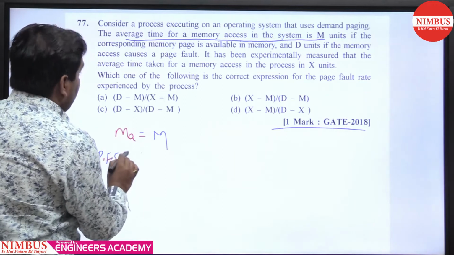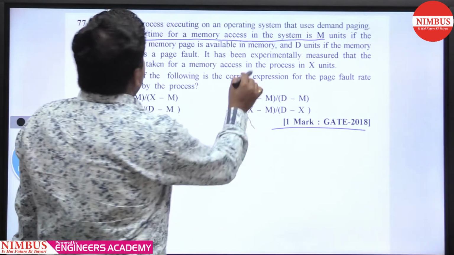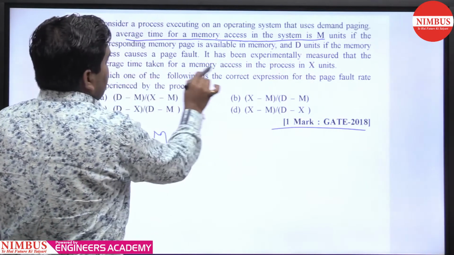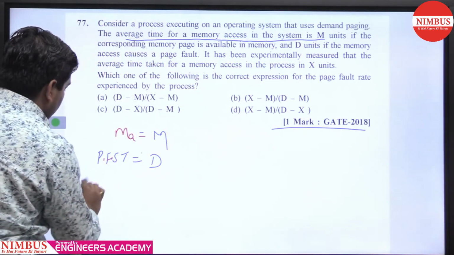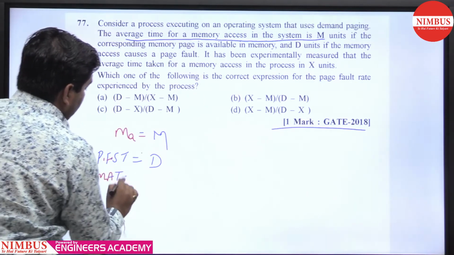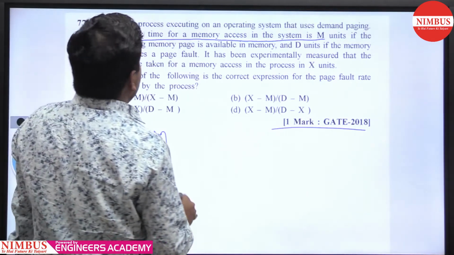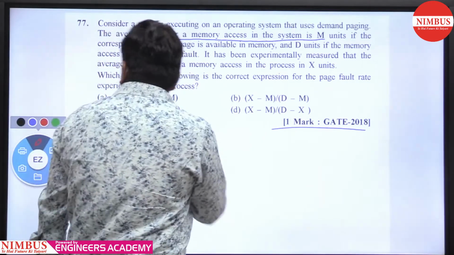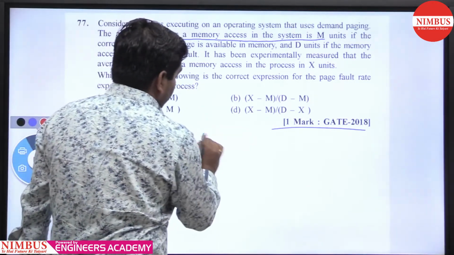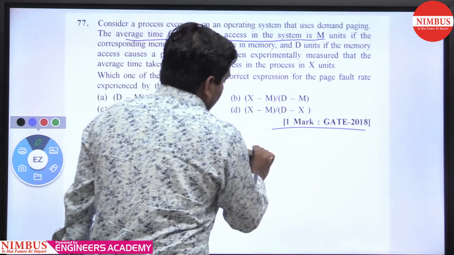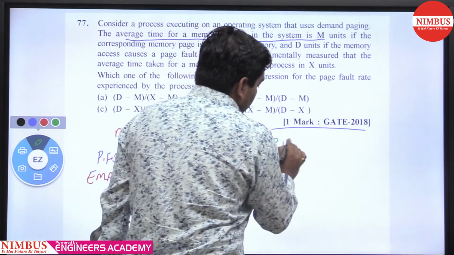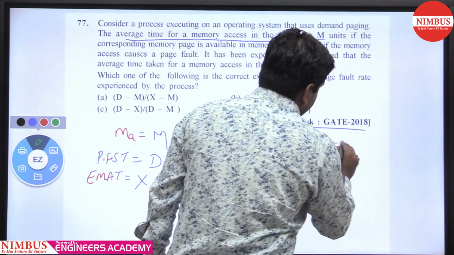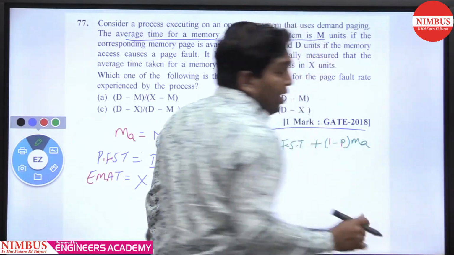Page fault service time is given, that is D, and it has been experimentally measured that the average access time is X units. What is the average access time? EMAT is X. Then what is asked is which of the following is the correct expression for the page fault rate? So in demand paging, what is the effective memory access time? Whenever a page fault occurs, you incur the page fault service time, and whenever a page fault does not occur, you will directly access the memory.